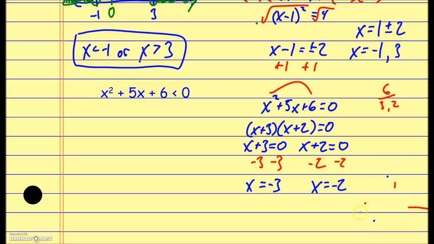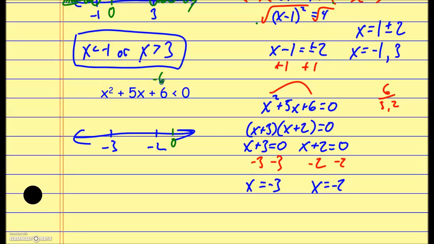So now I get these two values. I think about them on a number line, and really I'm just zoomed in on the x-axis, and I'm trying to decide, am I going to shade inside or outside this parabola? I've got the negative 3, and I've got the negative 2. And I want to know, am I going to shade inside or outside? Well, think about where the easiest point to choose now is. It's over here. 0 is over here now, so I'm going to plug 0 in here.